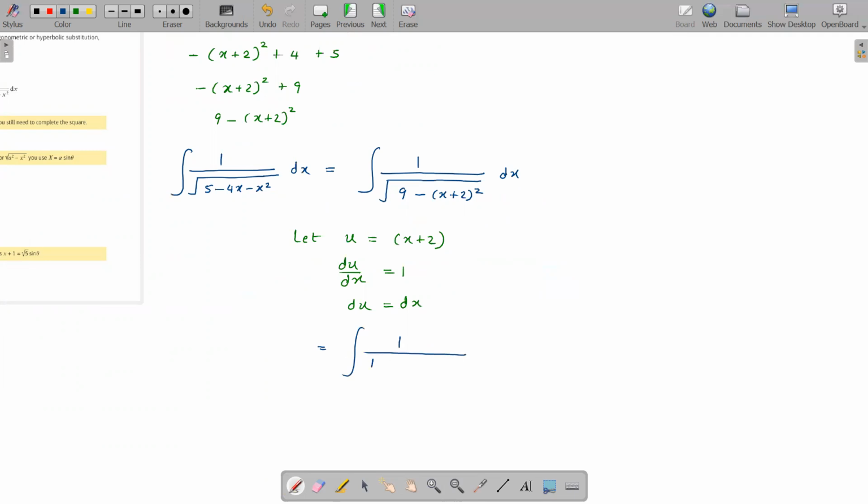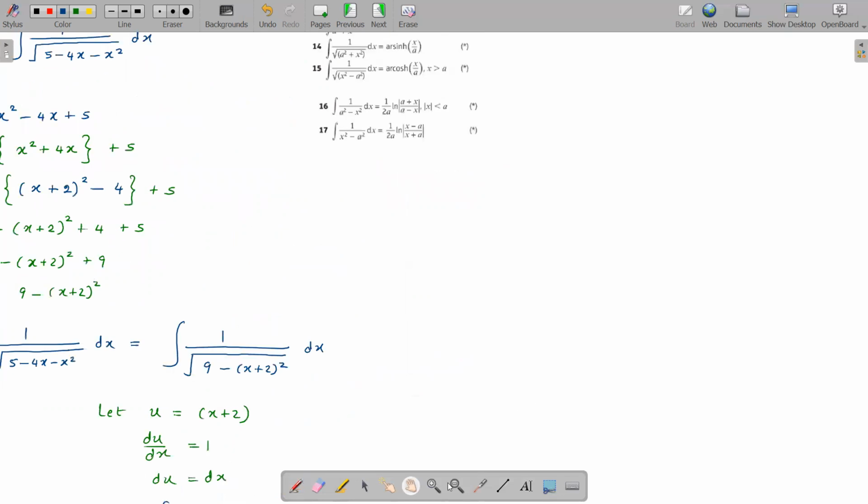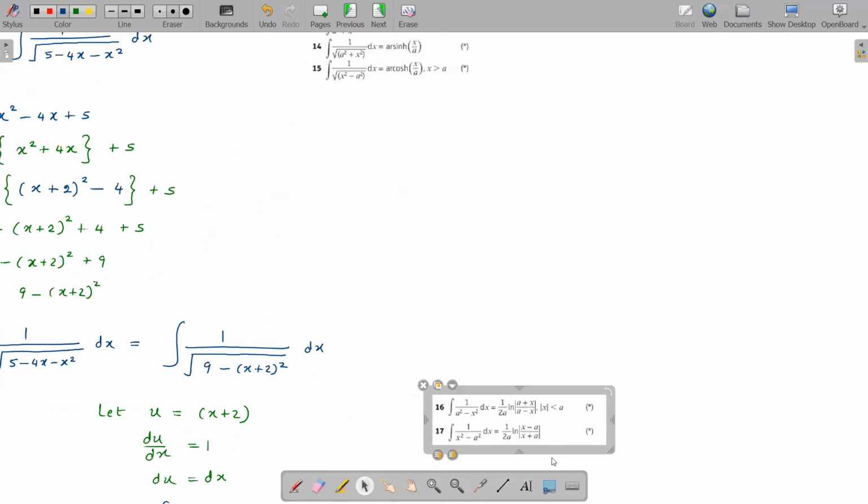So when I input these values, what do I get? 1 over root 9 minus (x plus 2) square, which is u square. X plus 2 is u, so x plus 2 square is u square. Dx becomes du. Okay, so now look, 1 over root 9 minus u square. Doesn't it look like one of the rules that we have over here?